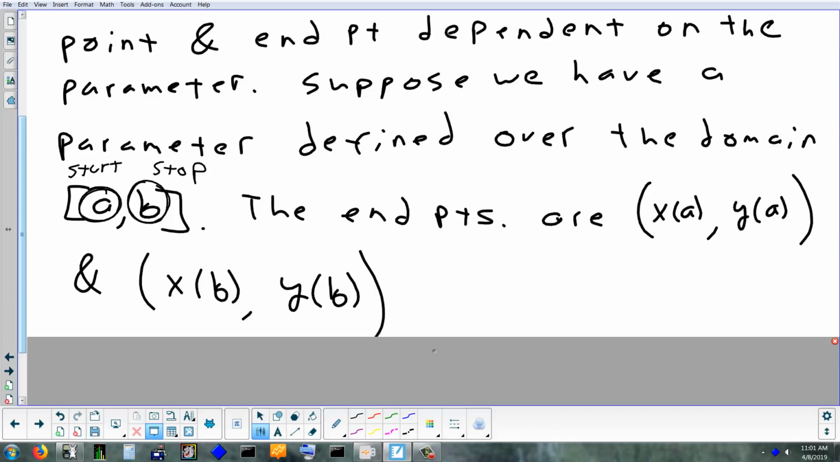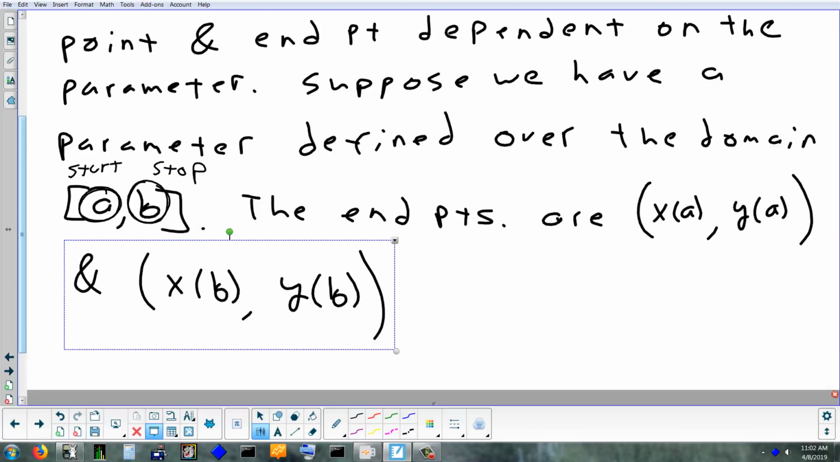So again, A and B will both be numbers. Plug A into the formula for x. That'll give you the starting x. Plug A into the formula for y. That'll give you where the starting y is. Now you've got a coordinate. Now do the same thing with B. But B controls where the curve ends. Plug B into the formula for x. You'll get an ending x value. Plug B into the formula for y. You'll get the ending y value. Now you've got an end coordinate.